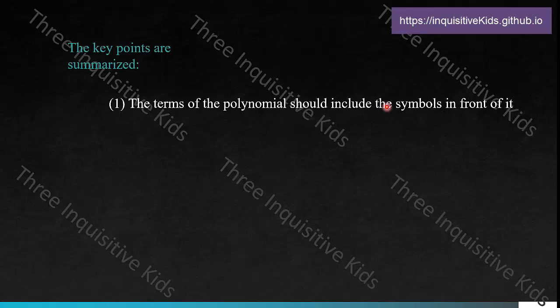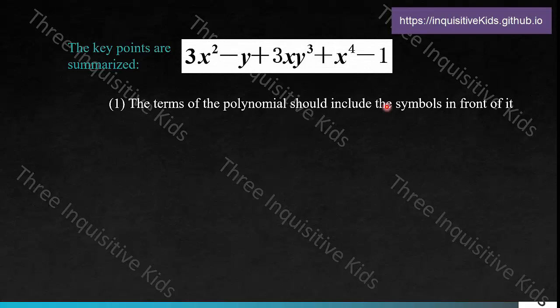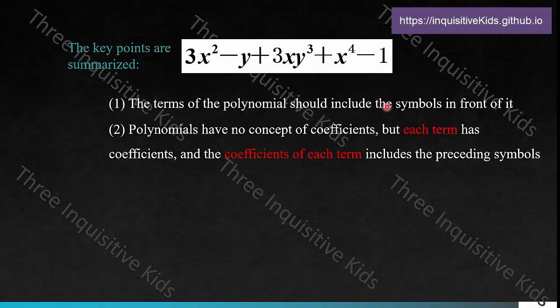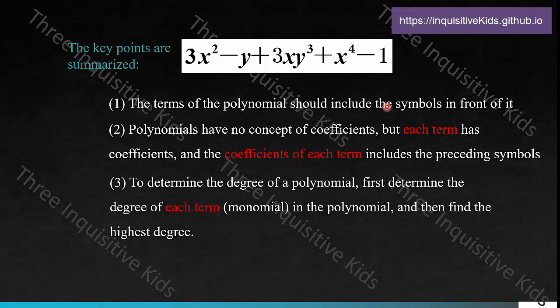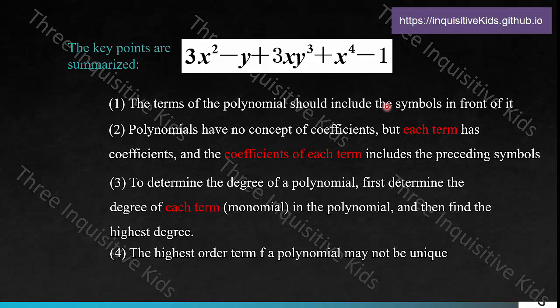1. The terms of the polynomial should include the symbols in front of them. 2. Polynomials have no concept of coefficients, but each term has a coefficient. The coefficient of each term includes the preceding symbol. 3. To determine the degree of a polynomial, first determine the degree of each term in the polynomial, and then find the highest degree. 4. The highest order term of a polynomial may not be unique.